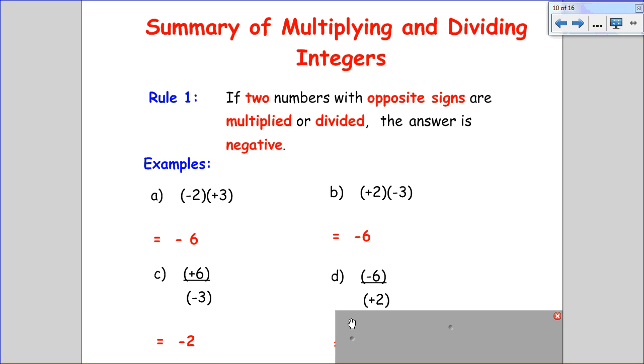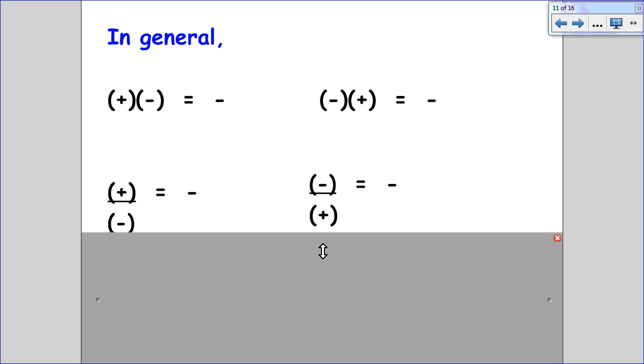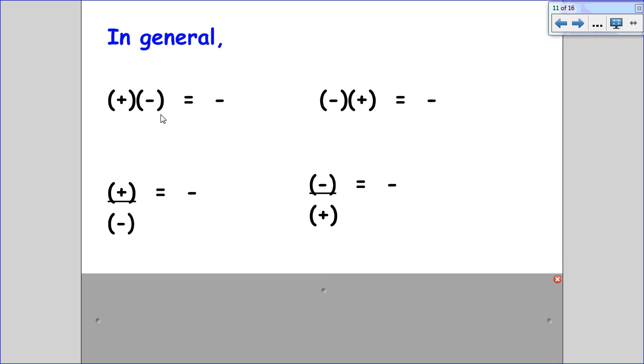In part D, same thing, 6 divided by 2 is 3. Now we look at the signs. I've got a negative divided by a positive, opposite signs, the answer will remain negative. So in general, positive times negative, negative times positive, positive divided by a negative, or negative divided by a positive will always give you a negative.